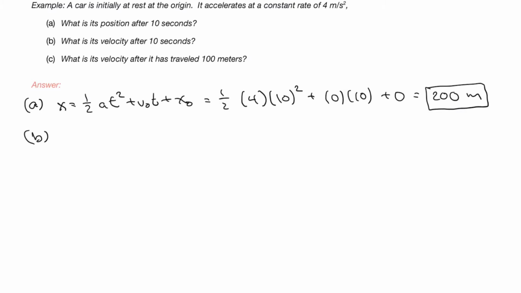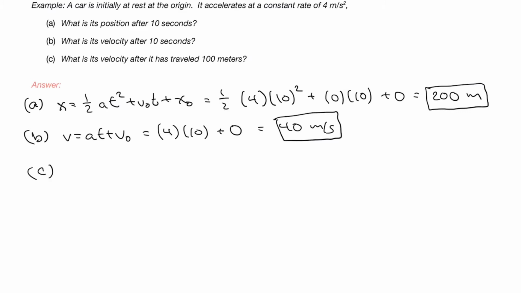Part B has us finding the velocity at the same point in time, 10 seconds. In this case, we're trying to find the velocity and the information that's given to us is time, so we should use the second kinematic equation. Writing it down, v equals a t plus v naught. Now we just need to fill in the values that were given. a is 4, t is 10. Again, v naught is 0 because it was at rest initially. Now we just need to simplify and write down our answer, in this case, 40 meters per second.